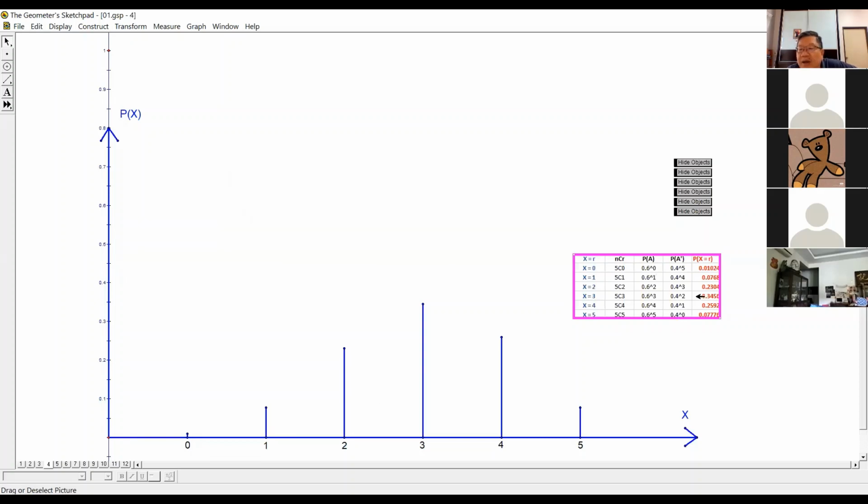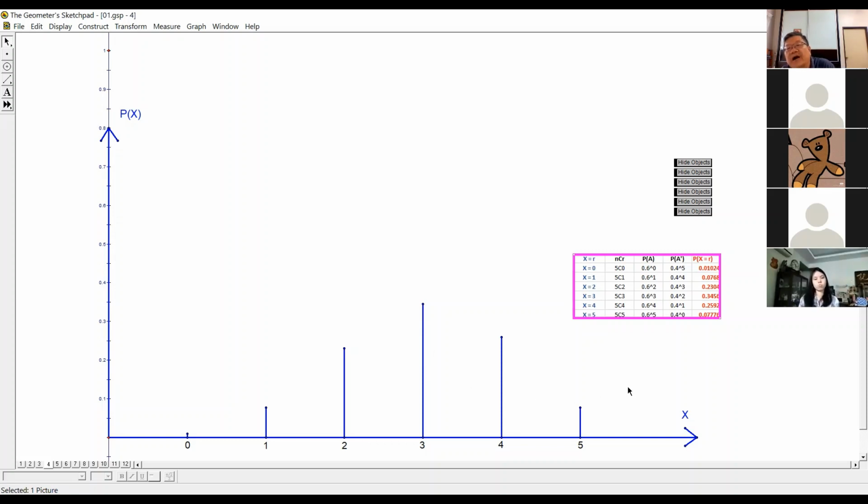And after that, X equal to 2 is 0.23. 0.23 is a bit higher here. So this is X equals to 2. X equal to 3, 0.34, somewhere here. So this is the probability of X equals to 3. X equals to 4, 0.26, a bit higher than 0.25. Okay, so this is 0.26.